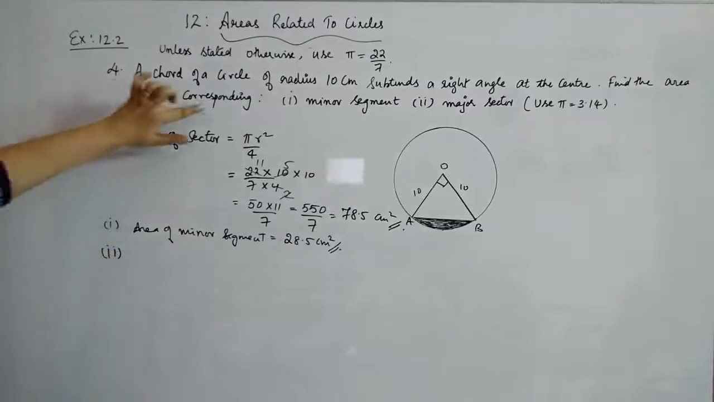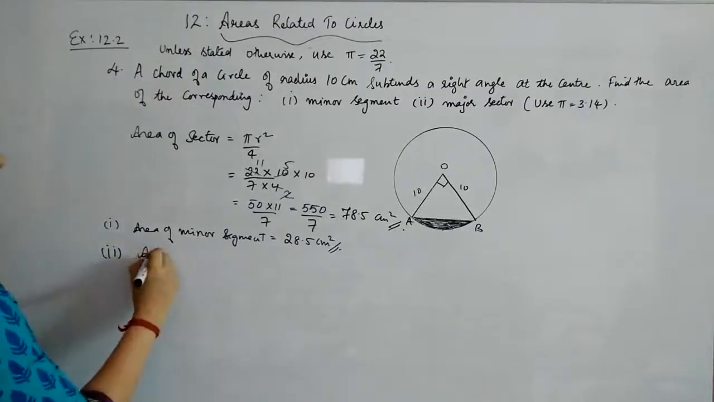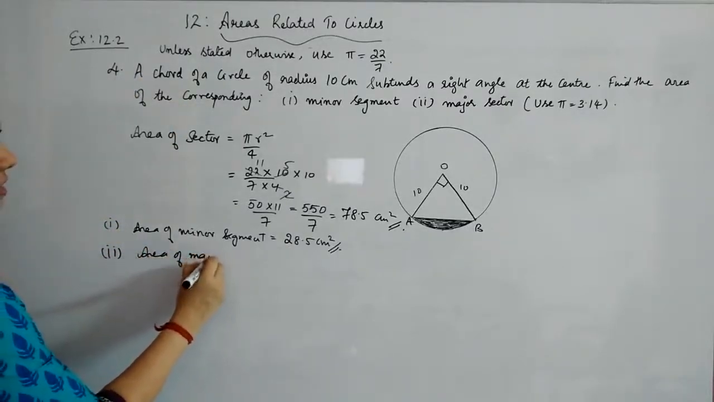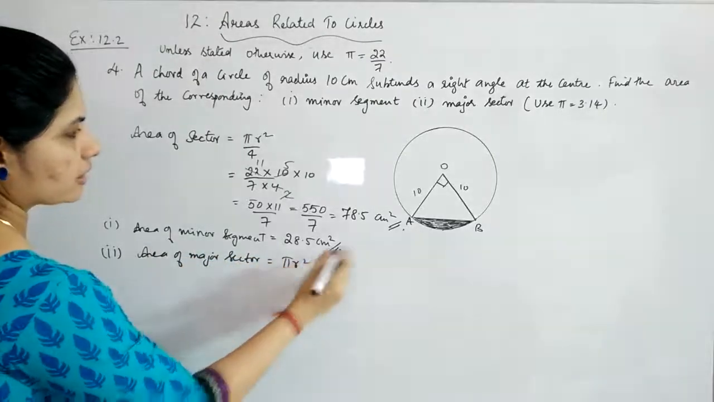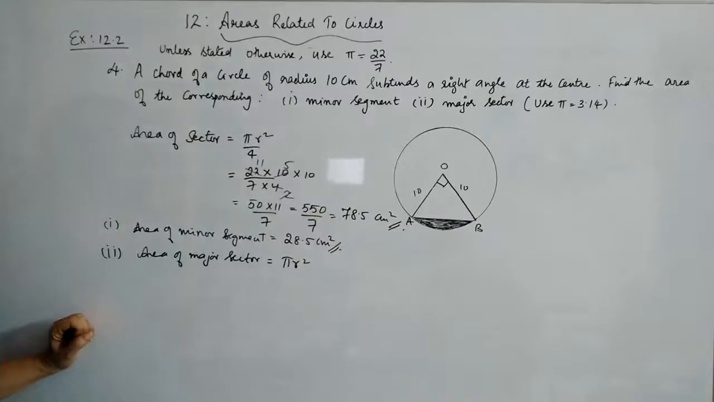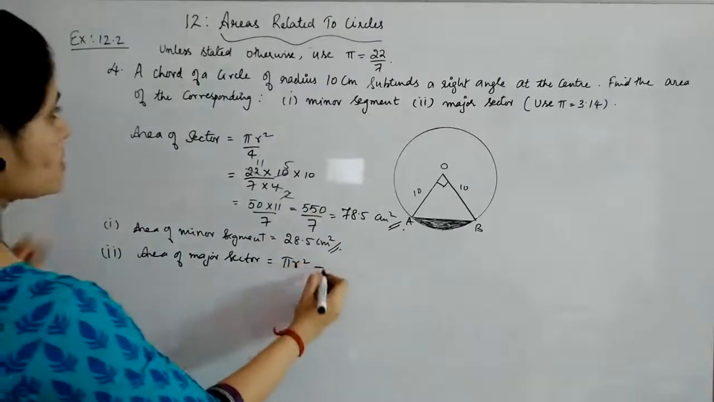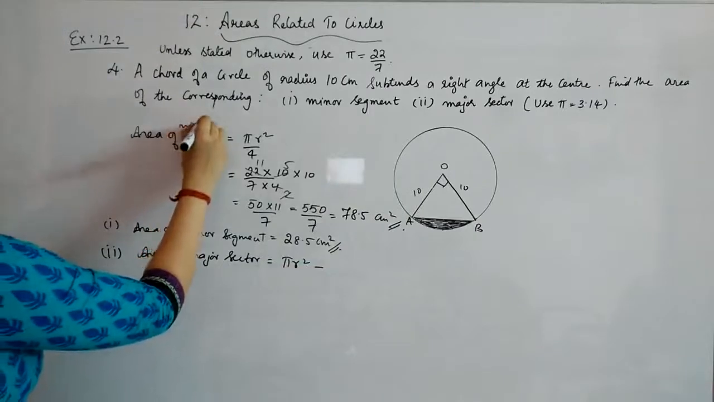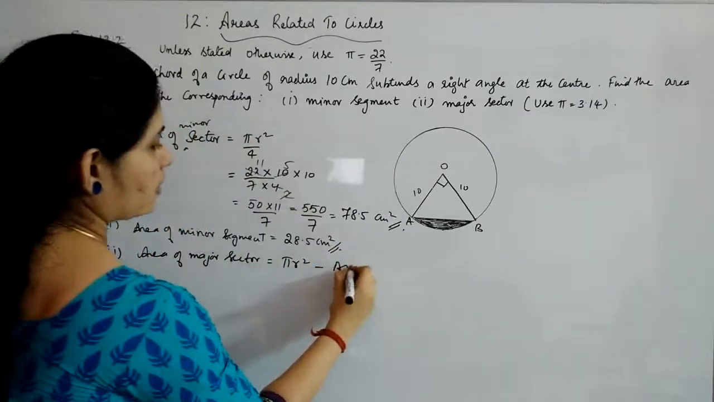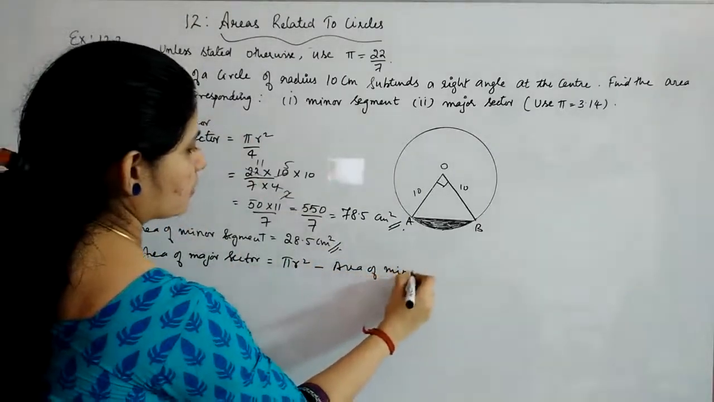Now we have to find out the area of the major sector, and the area of the major sector is nothing but pi r square, that is the total area of the circle, minus the area of the minor sector. This is your minor sector, area of minor sector.